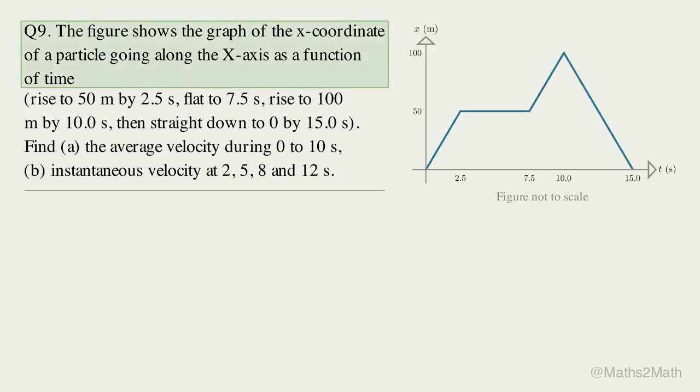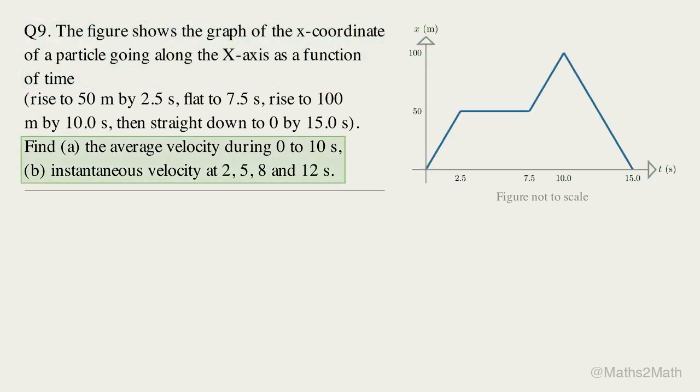Question 9. The x-coordinate versus time. Up to 50 meters by 2.5 seconds, flat to 7.5, up to 100 by 10 seconds, then straight down to 0 by 15. Find the average velocity from 0 to 10 seconds, and the instantaneous velocity at 2, 5, 8, and 12 seconds. What does this mean? Average velocity is net change over time. Instantaneous velocity is the slope of the segment you are standing on.